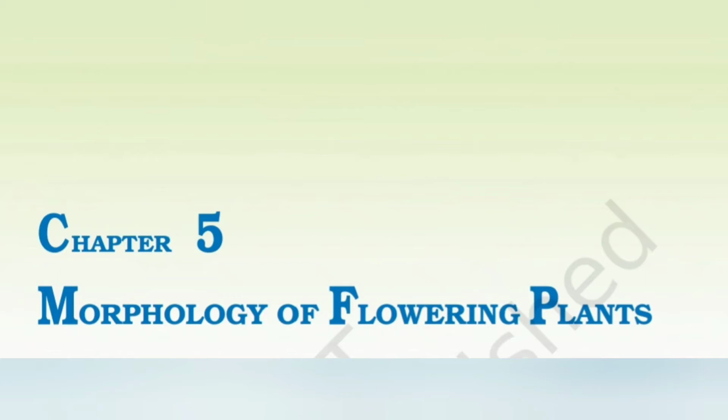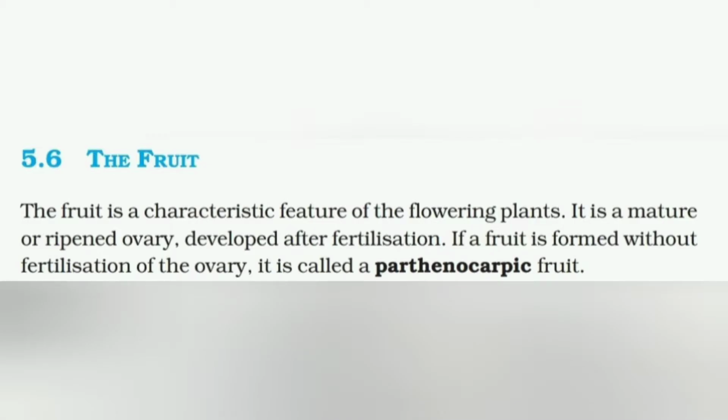Good morning, students. Let us move ahead with the next topic, the fruit, from chapter number 5, Morphology of Flowering Plants. The fruit is a characteristic feature of the flowering plants. It is a mature or ripened ovary developed after fertilization. If a fruit is formed without fertilization of the ovary, it is called a parthenocarpic fruit. Generally, parthenocarpic fruits are seedless because without fertilization, formation of seed is very rare.